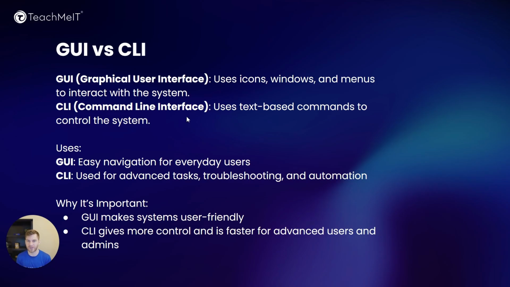Additionally, we have CLIs, or command line interfaces. These are more text-based and use commands in order for us to control a system, get some sort of information, or overall interact with our device. Overall uses for these two: GUIs allow us to easily navigate things, and command line interfaces are used for more advanced level things. These are important because they make things more user-friendly on the GUI side, and on the CLI side, it gives far more control and a lot more access to information and data.